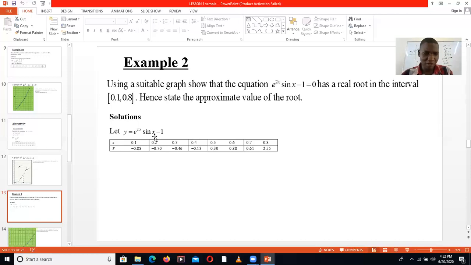I can use this to leave this. Again, calculate 0.2. What do I get? It gives me that. Again, calculate. So that's how you save time. 0.3 equals to. We have that.